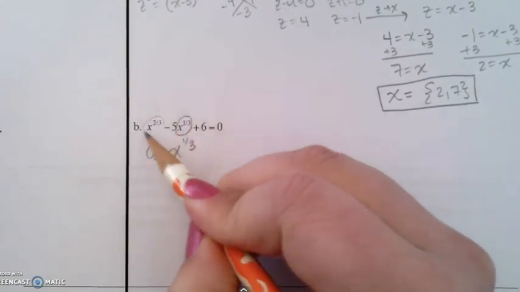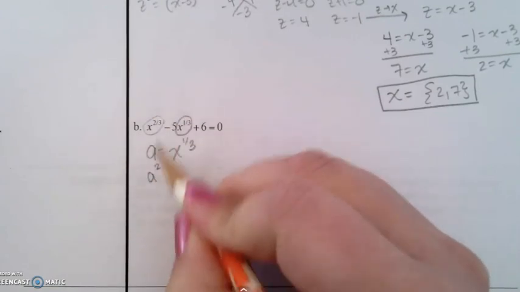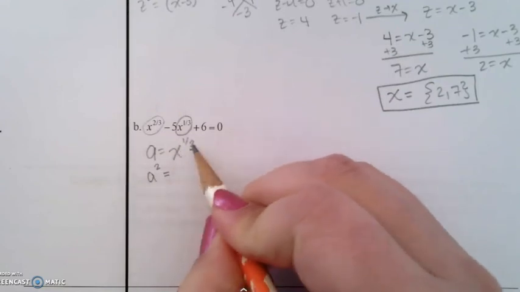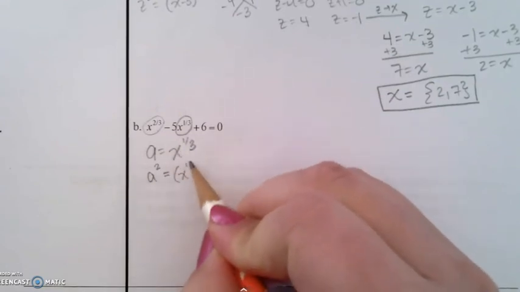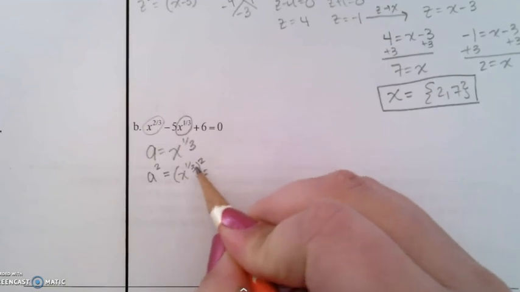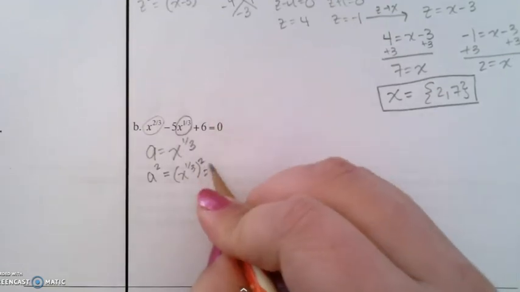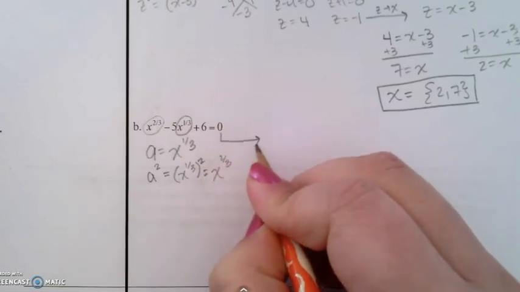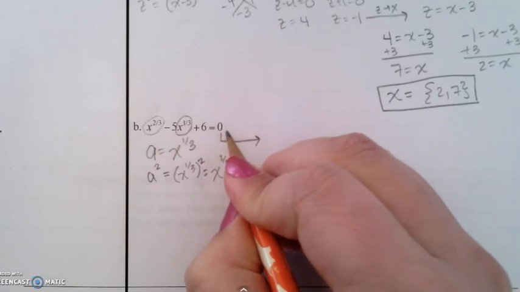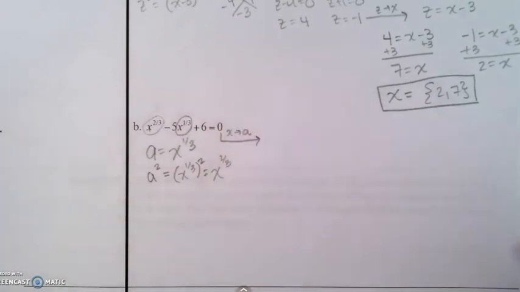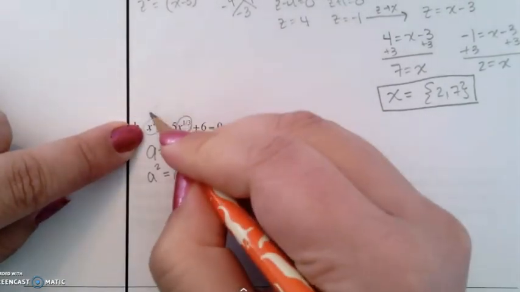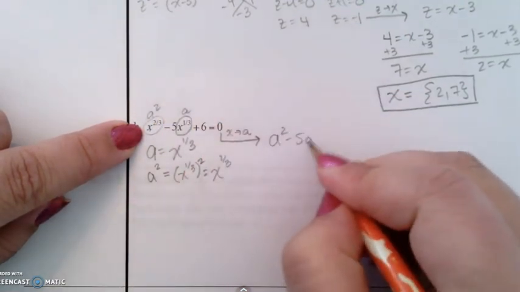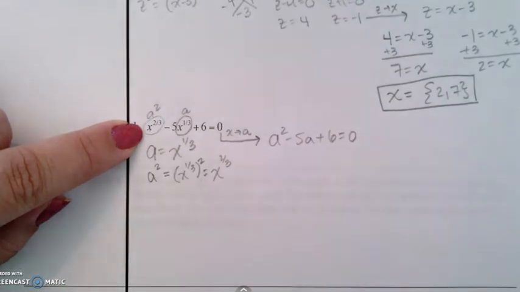Then what we need to look for is what is a squared, and we're hoping it matches our first term. Well, if a is x to the 1/3, then a squared is x to the 1/3 squared. Power to a power, I multiply the exponents. So that's x to the 2/3. So we want to substitute. We have our equation in terms of x, and we want to change it to a. So we're substituting. This is a squared, and this is a. a squared minus 5a plus 6 equals 0.